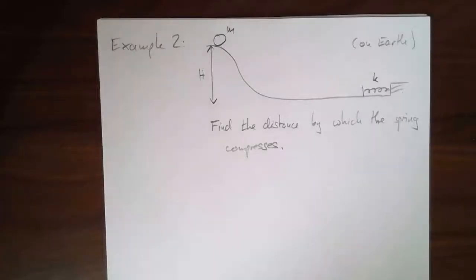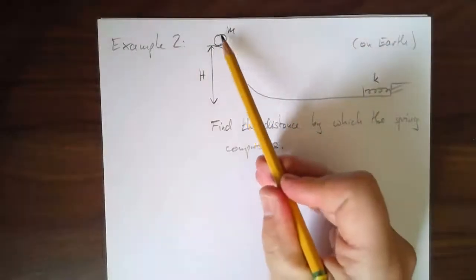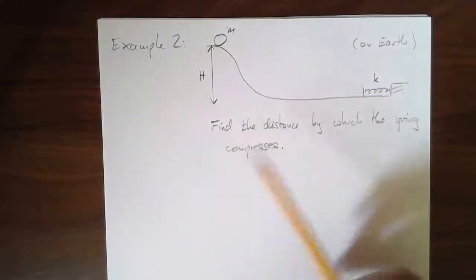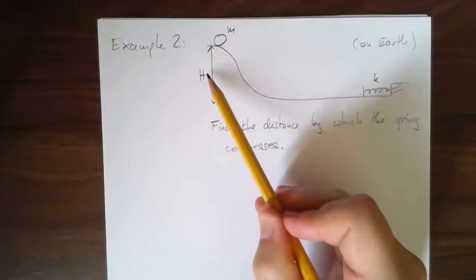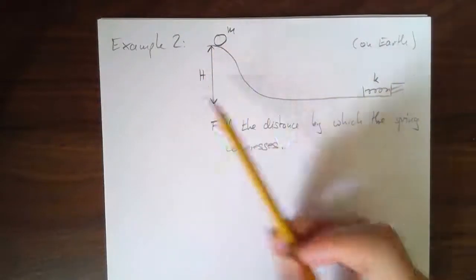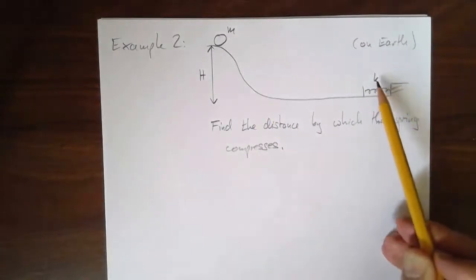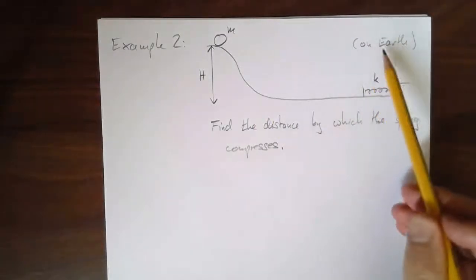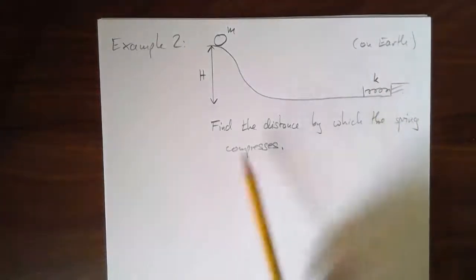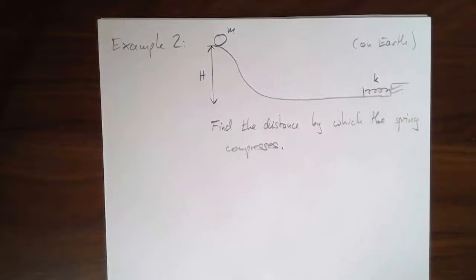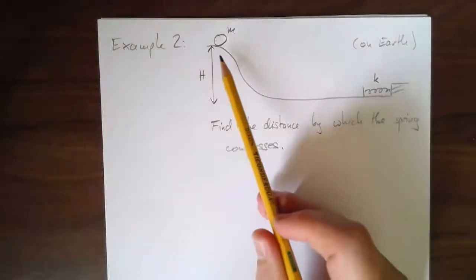Now here's a second example. I imagine there's some ball or some object that's going to be rolling down the hill. The hill has a height h, the object has a mass m, and somebody put down here a spring with a spring constant k. We assume we're on Earth or at least some planet. Find the distance by which the spring compresses. How am I going to do that? Well, I'm going to use energy conservation.